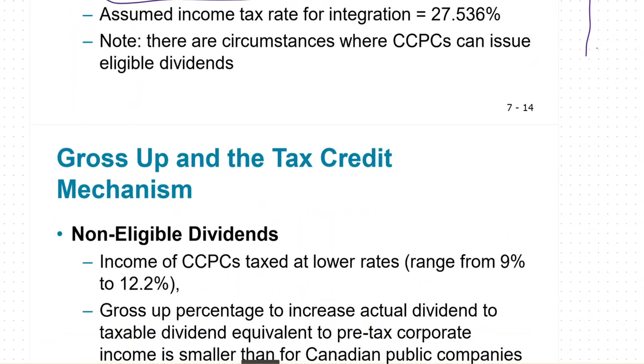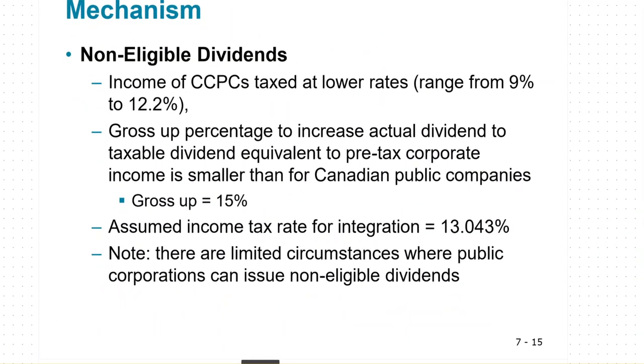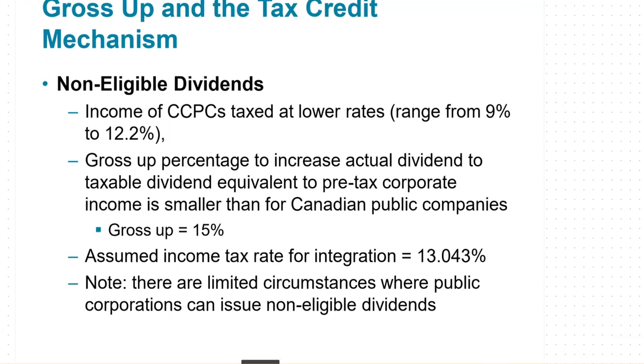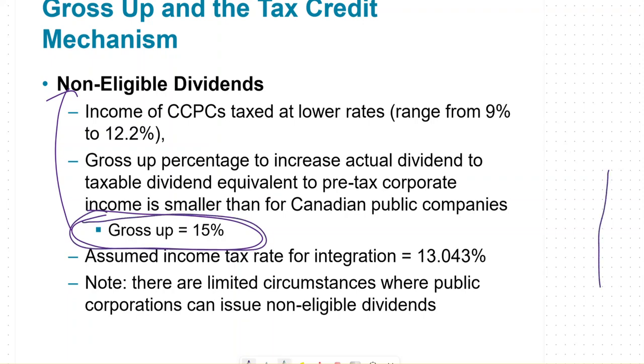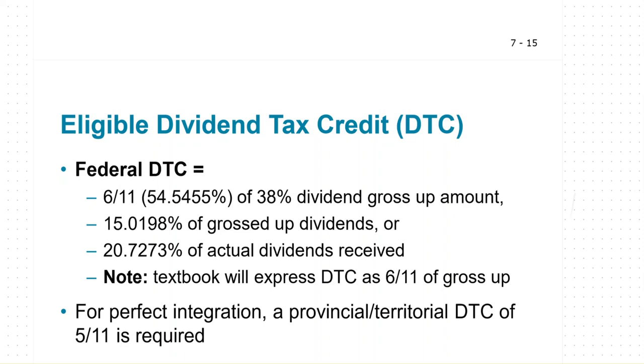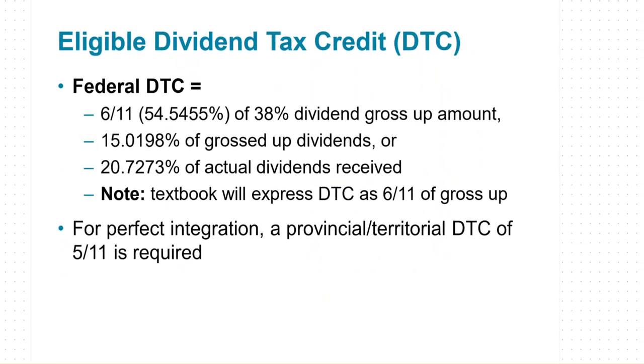Now if it's a non-eligible dividend, remember this for test purposes: if you receive it from a CCPC, which is your private corporation, you have to gross up 15%. But if it's from a public corporation, you have to gross up 38%.